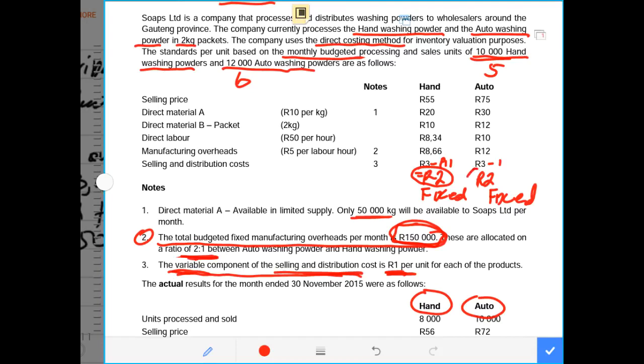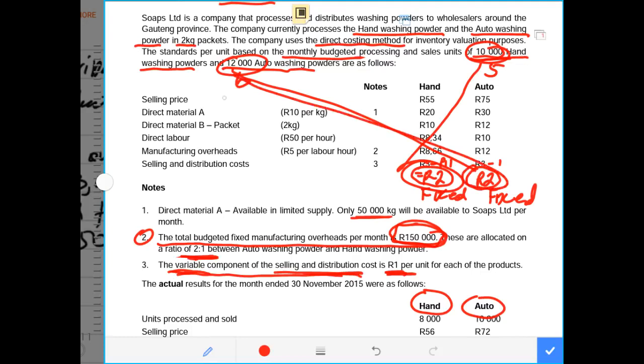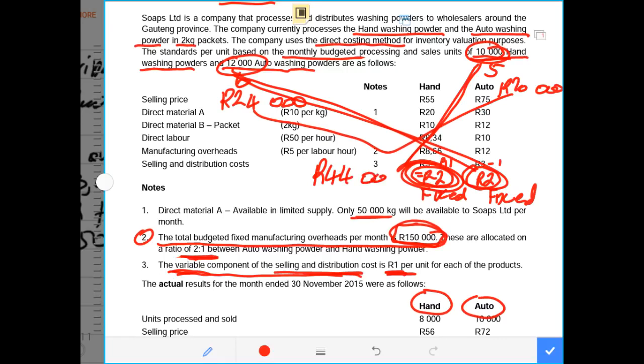So 2 rand is fixed for both products. So we need to say 2 rand times the number of units of 12,000, and also 2 rand times the budgeted units. Therefore this will be 2 times 12,000, which gives us 24,000 rands, and 2 times 10,000, which gives us 20,000 rands. So our total selling and distribution will be the sum of 24,000 plus 20,000, which gives us 44,000 rands.